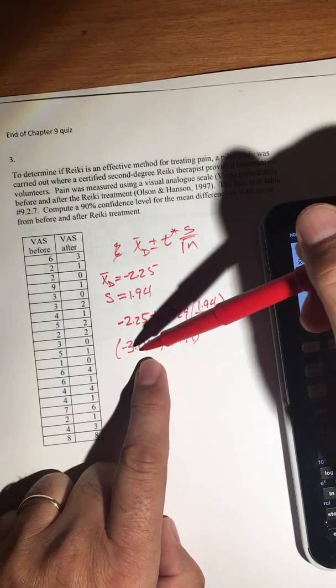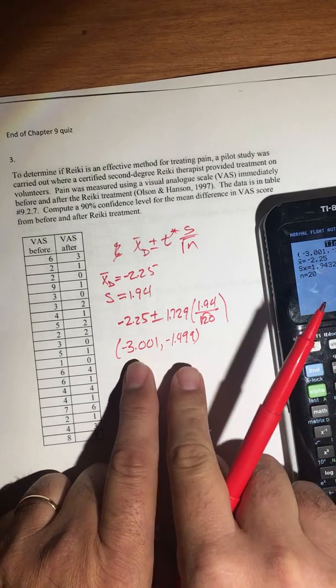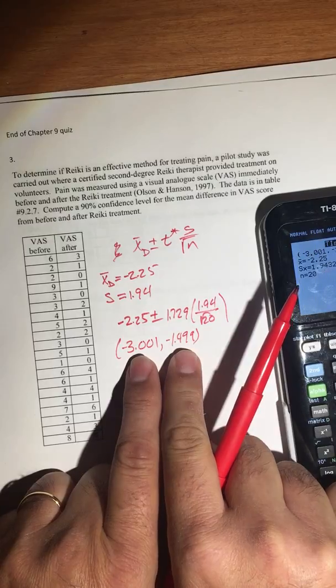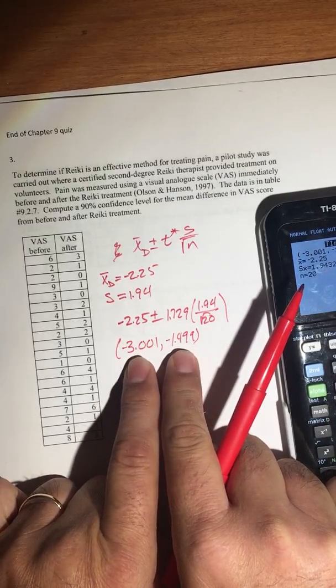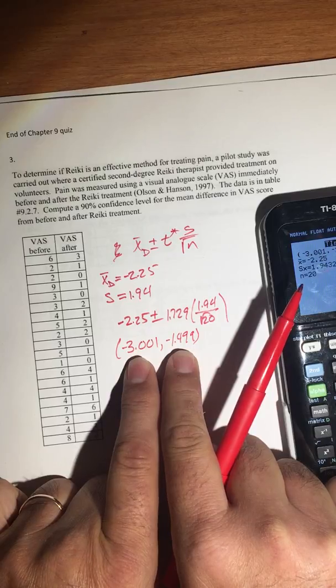So if this had been a test, right, not just a confidence interval, but a test, we would have concluded here that it does appear that the Reiki was effective because the average pain reduction, we're 90% confident that the average pain reduction is somewhere between negative 3 and negative 1.5 points. So does the Reiki appear to be effective? The answer is yes.